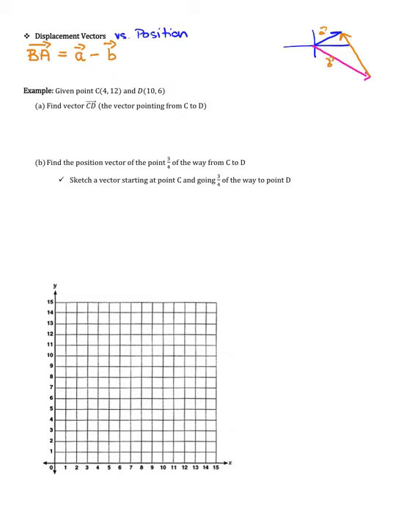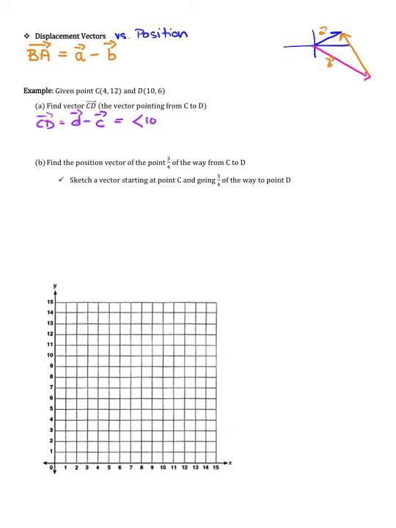So we're given 2 points, 4, 12 and 10, 6, and we want to find the vector CD that goes from, again, the head of C to the head of D. And I'm actually not going to even draw them. So if I'm looking for vector CD, that represents vector D minus vector C. It's always kind of the opposite. So again, remember, you're just subtracting like terms.